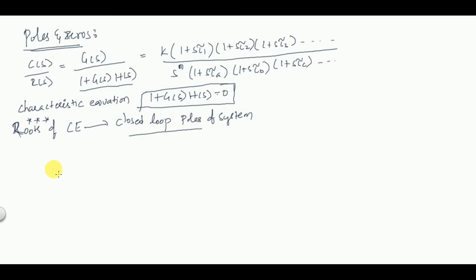What is the importance of closed loop poles? Based on closed loop poles, we can comment on the stability of the system, whether the system is stable or not, by seeing the location of these closed loop poles. That location is obtained from the roots, the roots are obtained from the characteristic equation, and the characteristic equation is obtained from the transfer function. So all these concepts are interrelated.